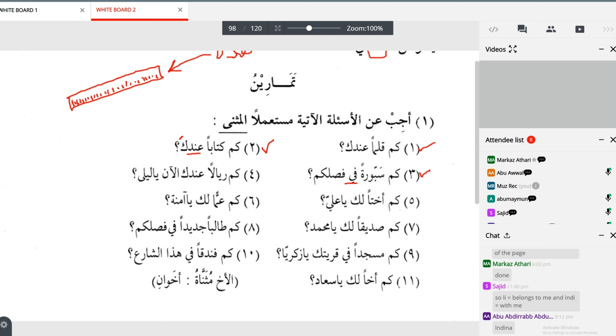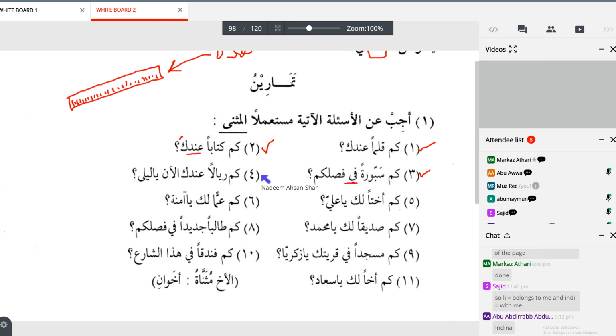سبورتان في فصلنا. Barakallahu feek. But yeah, you say fi faslina sabburatani. في فصلنا سبورتان. Good. أحسن الله عليكم. Tayyib.